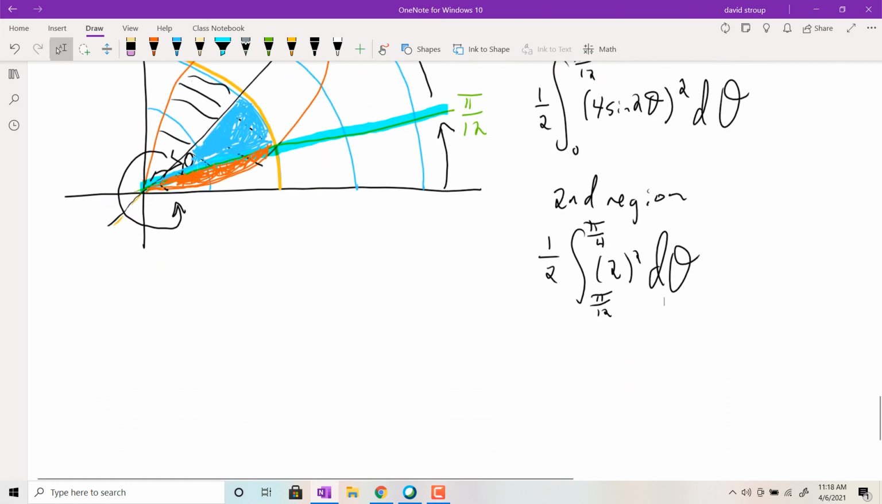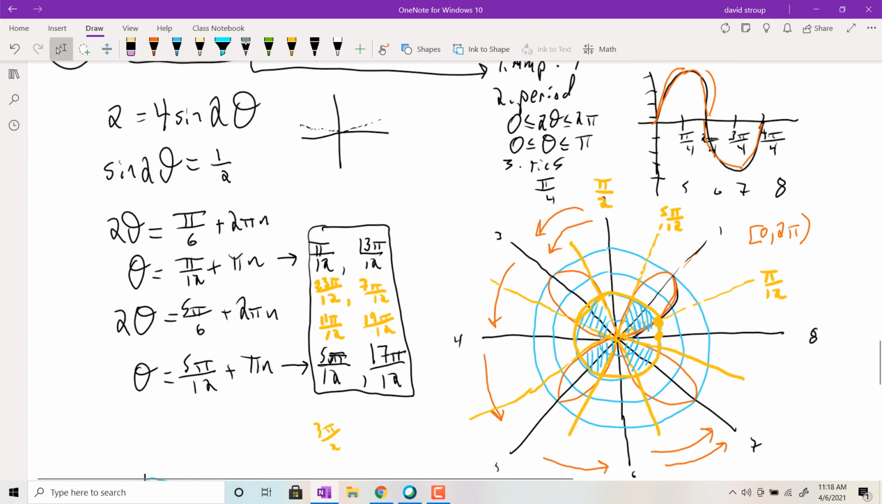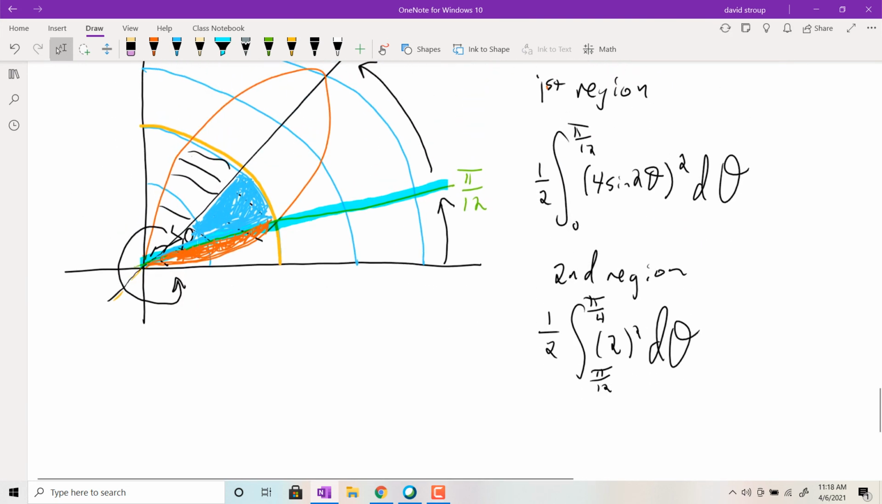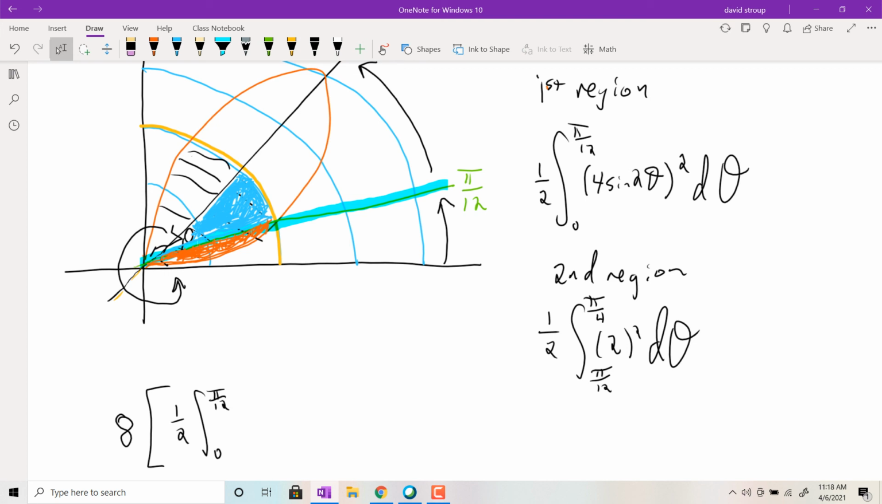And we'll add those together, and what we get is basically 1/2 of one of these guys. We'll get this region here, and then we'll need to multiply it to get the entire propeller. Okay, so 1, 2, 3, 4, 5, 6, there's 8 of those. So I need to multiply that sum by 8. So ultimately the integral will be 8 times 1/2 integral from 0 to pi over 12 of 16 sine squared 2 theta d theta plus 1/2 integral of 4. You can factor out the 4 times 1/2 is 2.